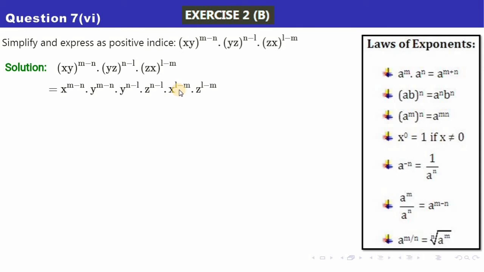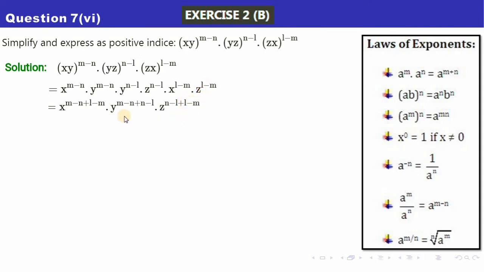Okay, so similarly here what we are going to do is combine all the x, y and z. So x and x, since the bases are same, the powers will get added, isn't it? So that's why for x the power will be m minus n, and here it is l minus m, so that's why it becomes plus l minus m. For y it becomes y to the power m minus n plus n minus l. Okay, so same happens with z. Z to the power n minus l is there, here it is l minus m, so that's why plus l minus m.